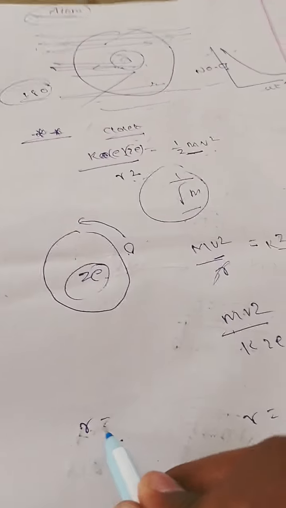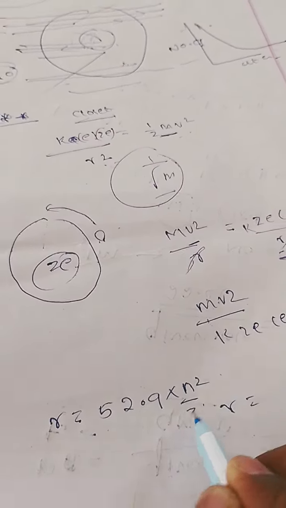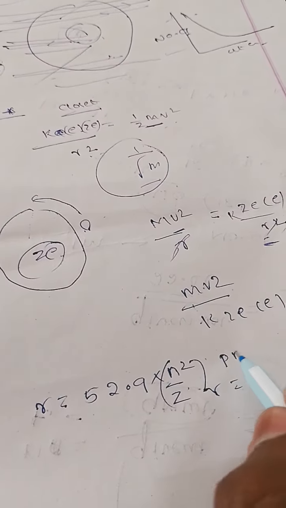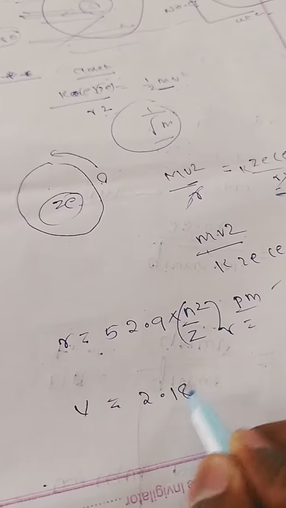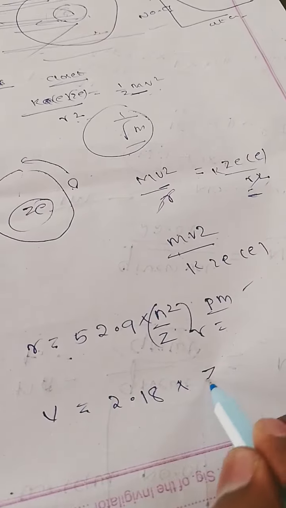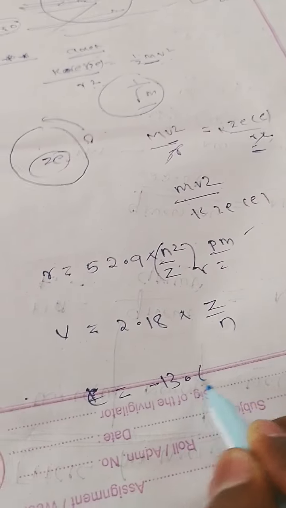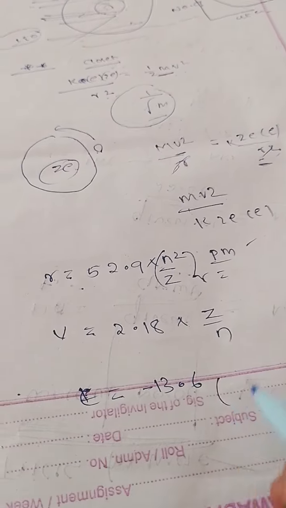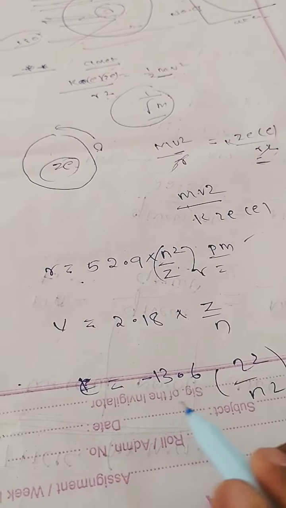We will get the radius as 52.9 n square by Z picometer. Note this, it is in picometer. The velocity can be written as 2.18 into 10 to the power 6 into Z by n. From this, the total energy can be written as minus 13.6 Z square by n square. It means kinetic energy is half mv square, and total energy is the negative of the kinetic energy. So we will get the total energy formula.